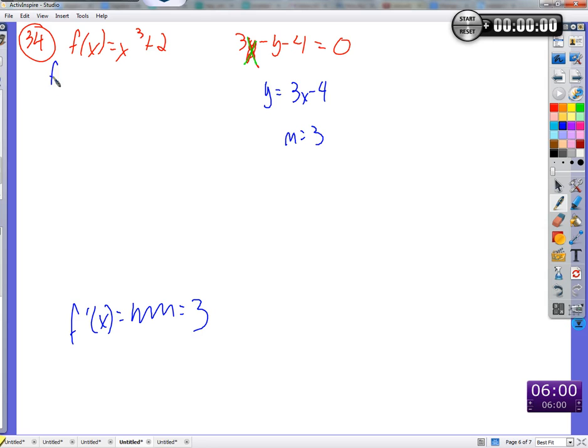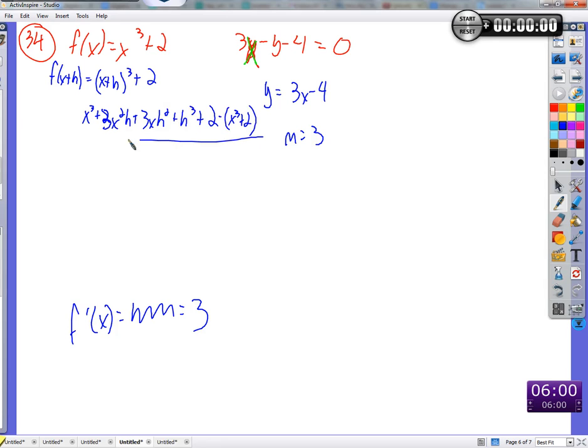So f of x plus h equals x plus h cubed plus 2, that's x cubed plus 3x squared h plus 3xh squared plus h cubed, minus x cubed plus 2, over h, and take the limit as h approaches 0. Okay, let's say we did all that. Let me save us some time.